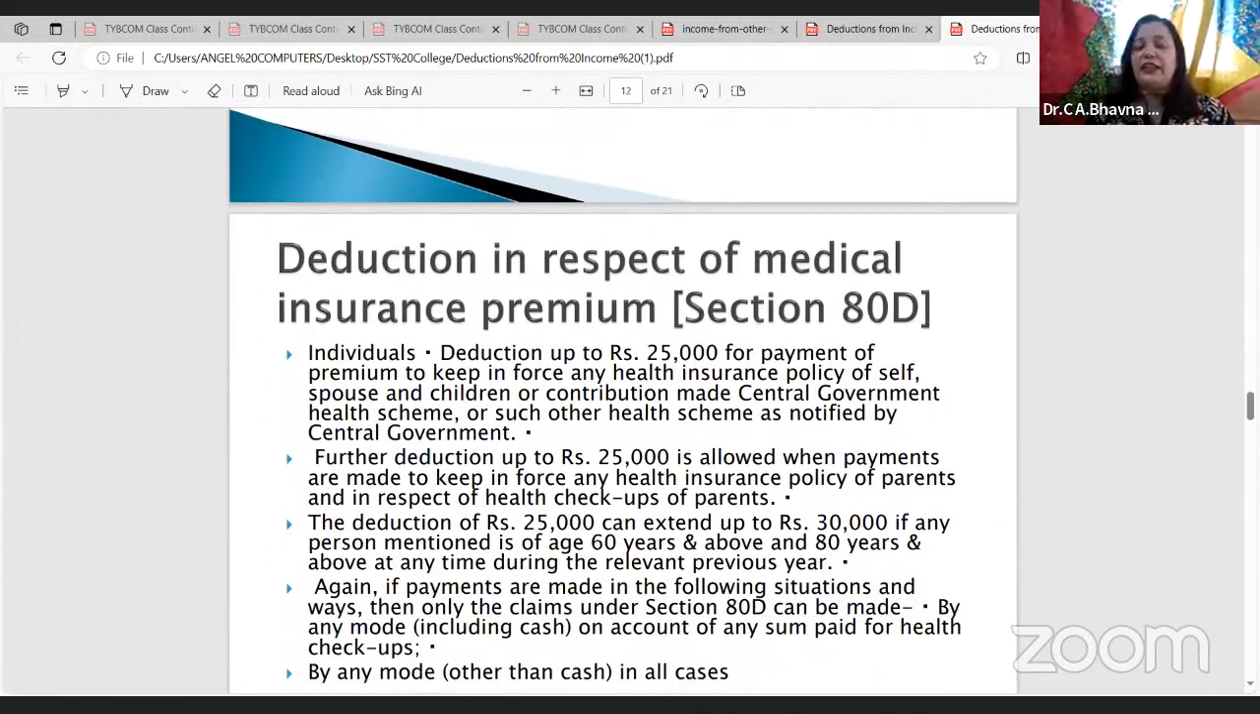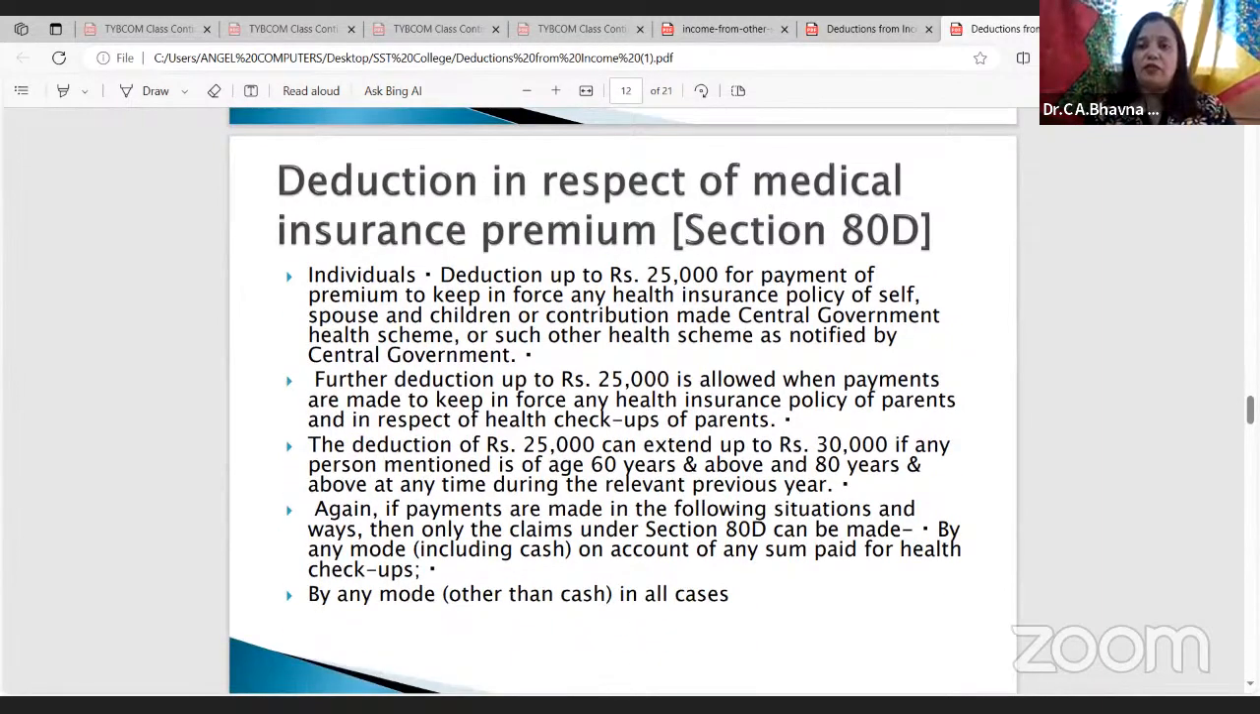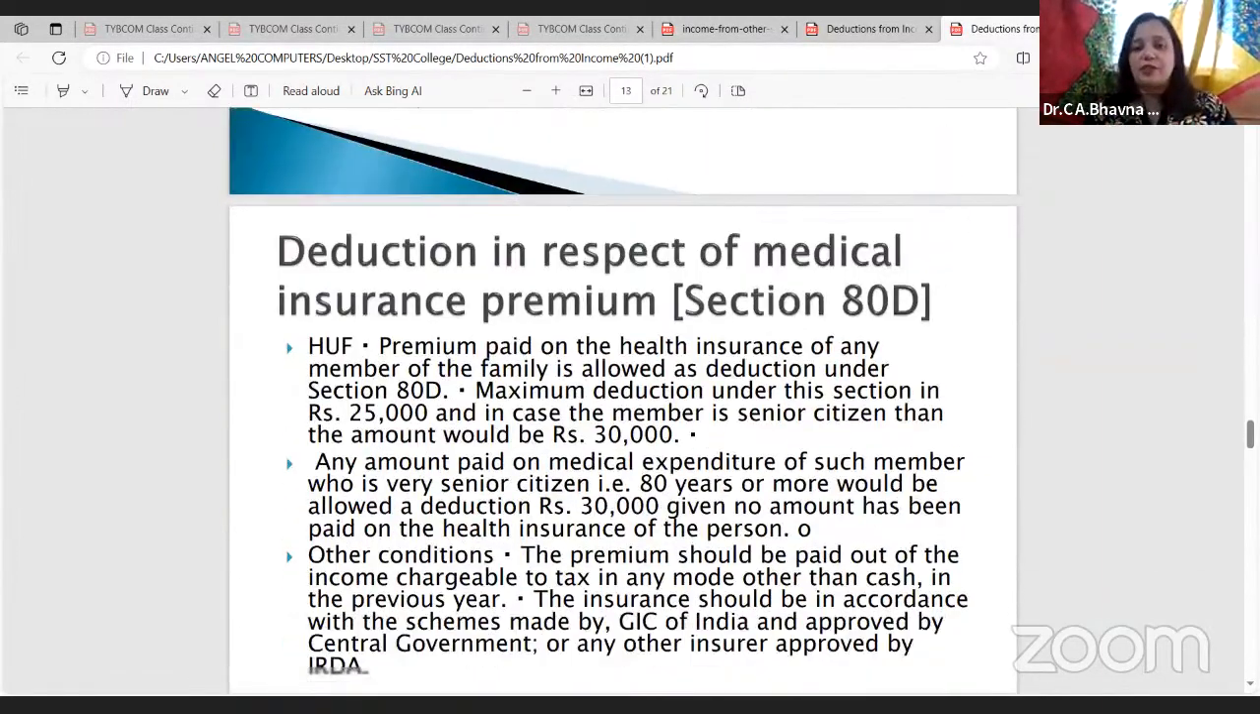Coming to 80D, 80D is a medical insurance premium. अगर आप खुद के लिए मेडिकल इंश्योरेंस प्रीमियम लेते हो और पेमेंट चेक से करते हो, कैश से नहीं, then the deduction would be allowed for this. The maximum amount is 25,000 और अगर आपने सीनियर सिटीजन के लिए लिया, the amount goes to 50,000. आप इंश्योरेंस प्रीमियम किसके लिए ले सकते हो? खुद के लिए, वाइफ के लिए, डिपेंडेंट बच्चों के लिए एंड पेरेंट्स के लिए. और अगर आपकी एज 60 के ऊपर है, the amount will go to 50,000.